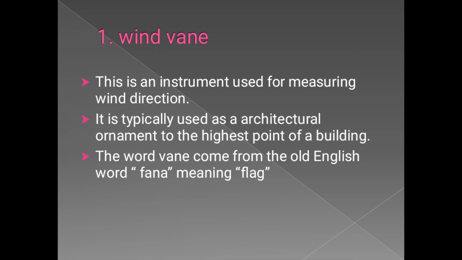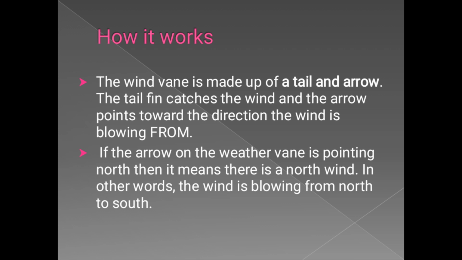The next instrument that I'm going to present is the wind vane. The wind vane is one of the instruments found in the weather station that is used to measure wind direction. It is typically used as an architectural ornament on the highest point of a building. The word vane comes from the Old English word fana, which means flag.